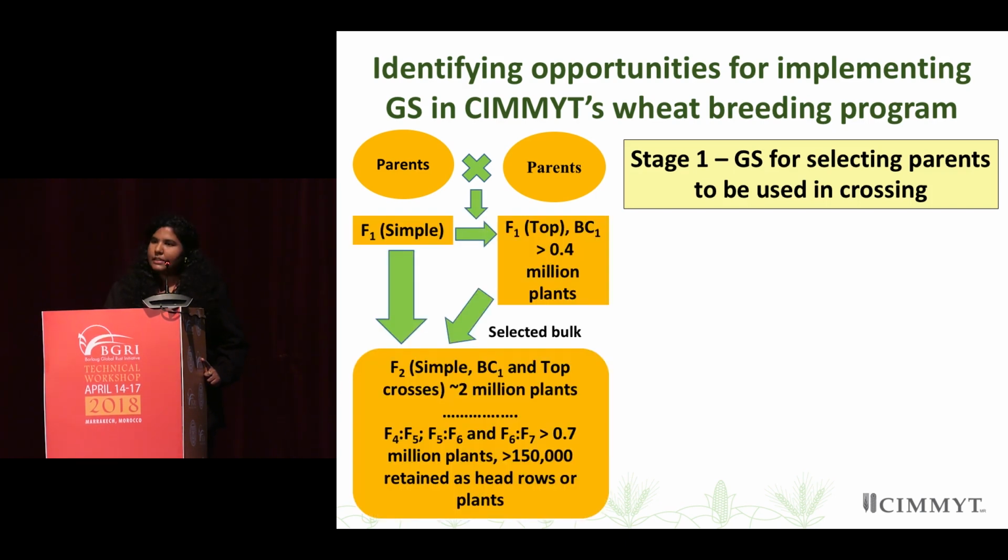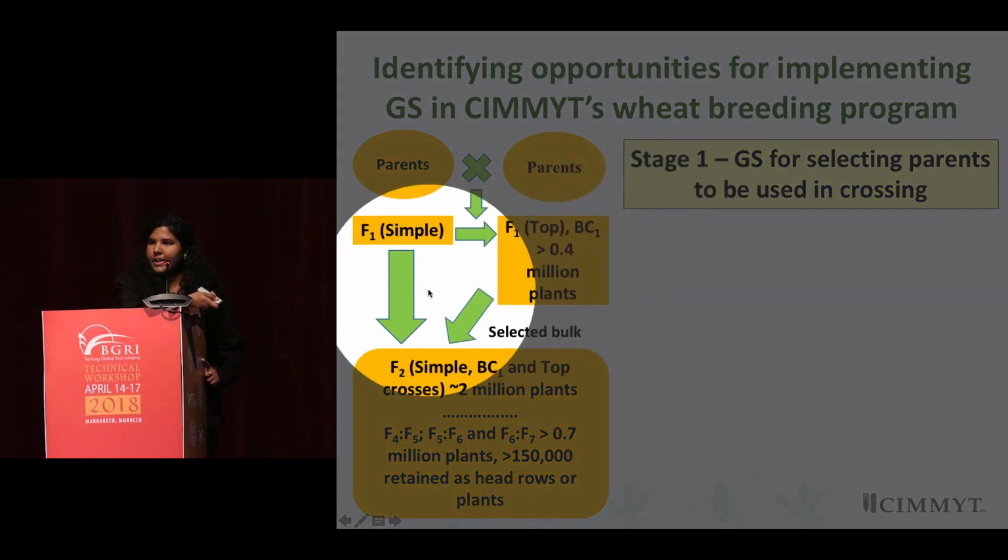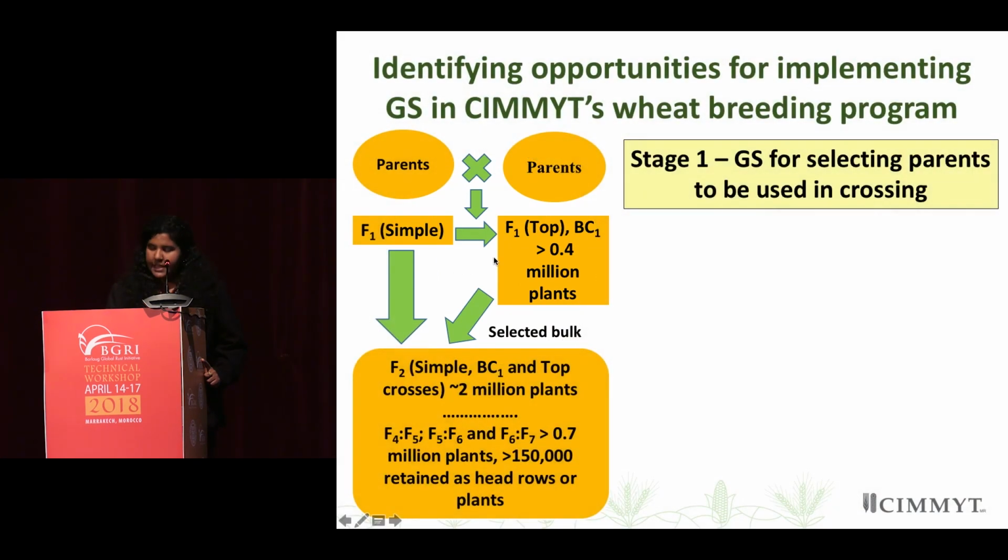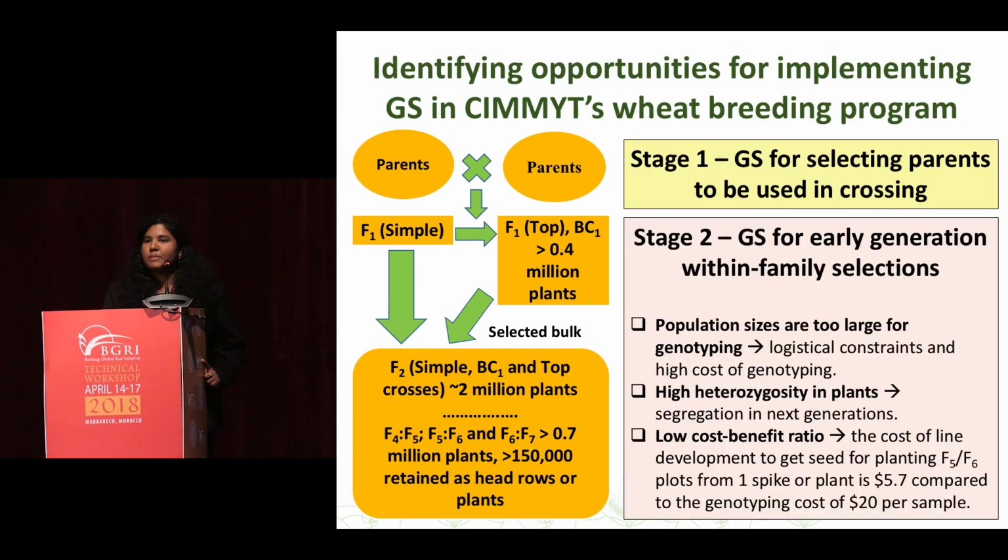Then, looking at CIMMYT's structure here, the early generations, and this is a little bit complex. Genomic selection is very beneficial if you do it for within-family selections in early generations. But we do have a constraint here. The number of lines that we have in our early generations is about 1 million to 1 billion plants. In these generations, we also have the lines segregating, and the high cost of genotyping is currently a constraint for us to implement genomic selection in these generations.